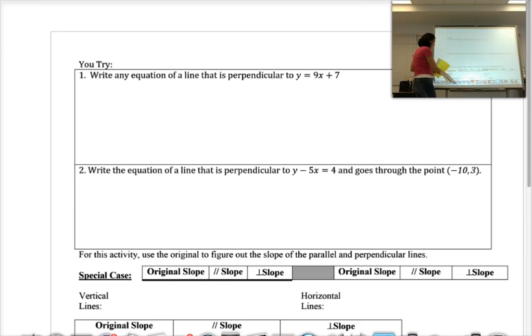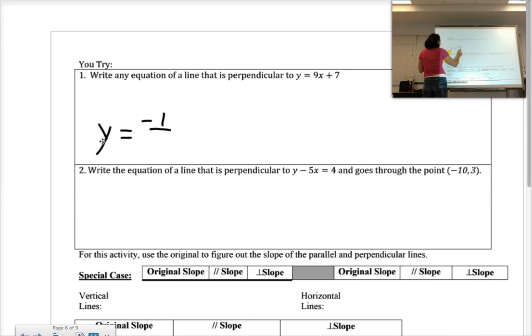Okay, you can do the rest on your own. This one, you should get something that's y equals -1/9 x. Now the b, it doesn't give you any parameters for b, so your b could actually be anything. The key thing here is making sure for perpendicular you have opposite reciprocal slope. And then this one right here, you should end up getting y equals negative 1/5 x plus 1.